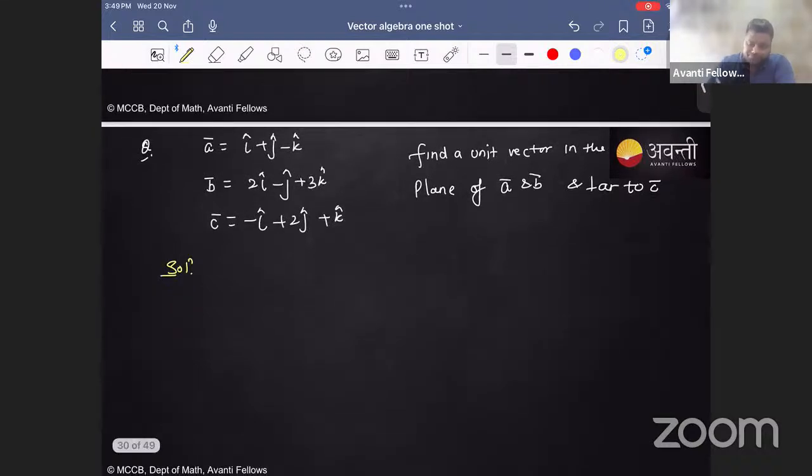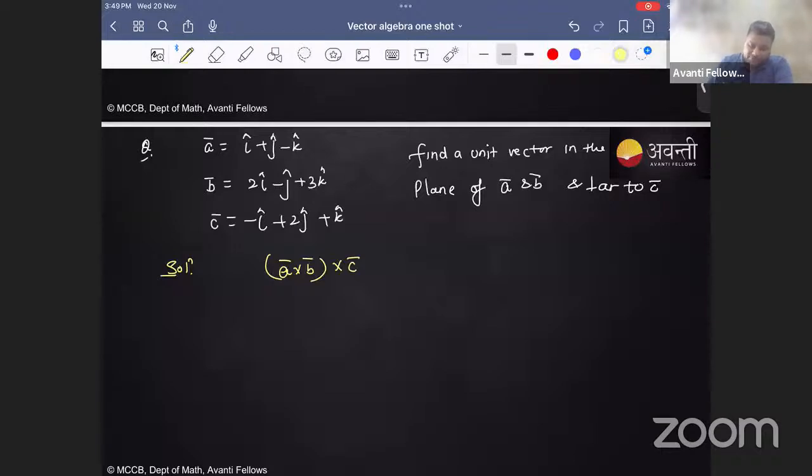See, A cross B cross C. This will be a vector. A cross B cross C. This will be a vector perpendicular to C and in the plane of A and B. Yes or no?